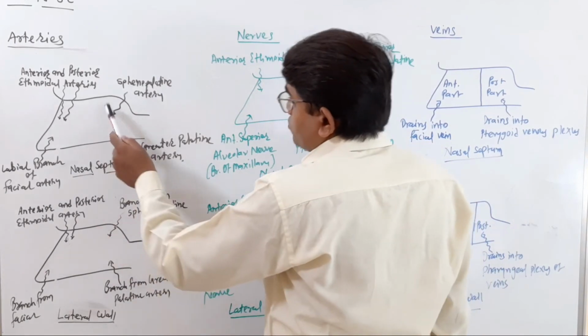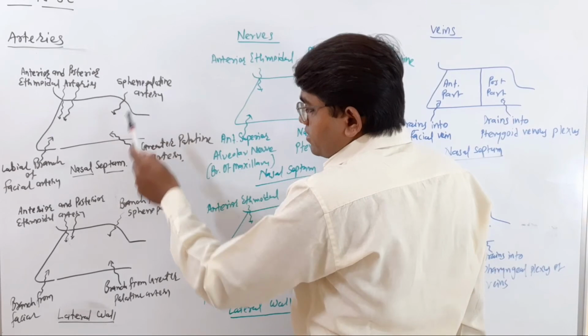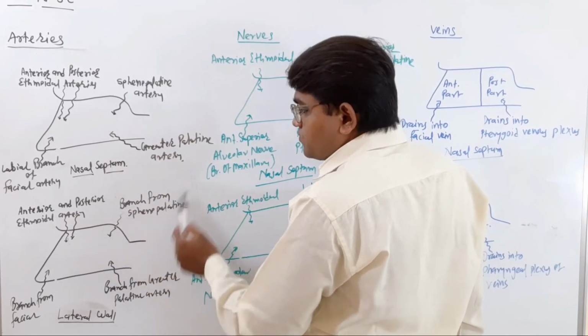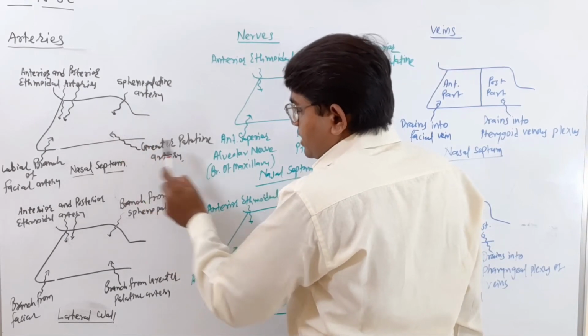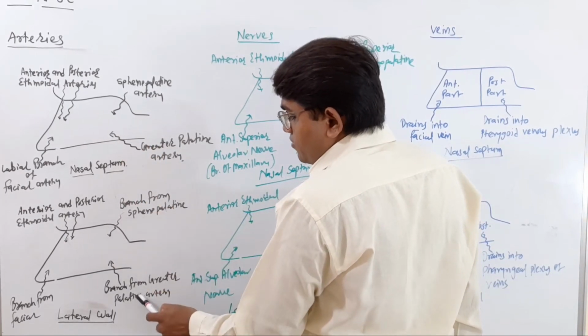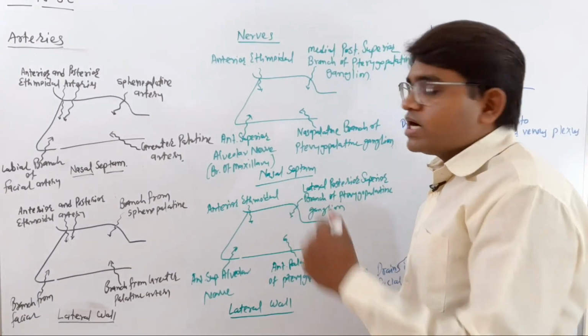On the posterior-superior side, on the nasal septum, the sphenopalatine artery, and in the lateral wall, a branch from the sphenopalatine artery. On the posterior-inferior side, the greater palatine artery, and on the lateral wall, a branch from the greater palatine artery is supplying. Okay, hope you may understand.